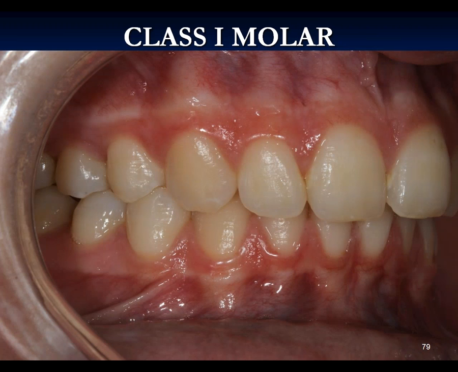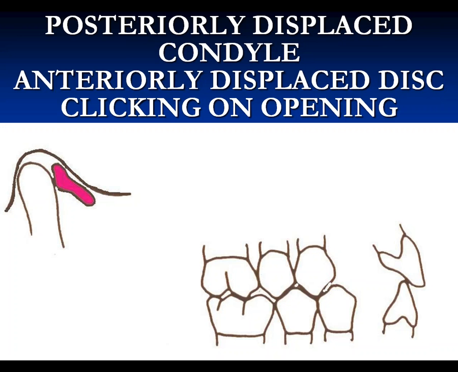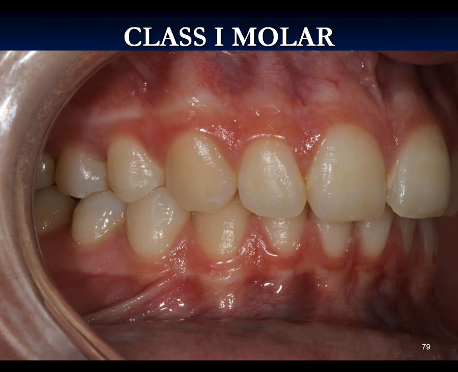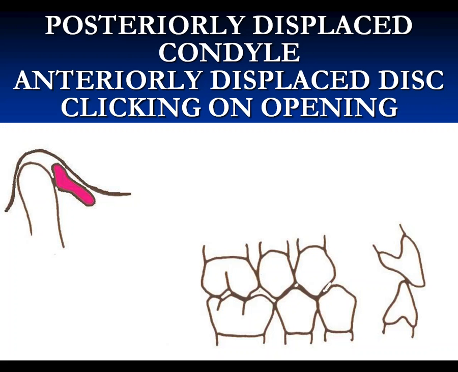So here she is with a class 1 molar. Now, you need to understand this, okay? So when you're biting in your back teeth like this, the patient's biting their back teeth. The condyle is back in some cases and the disc in front, okay? So you can look at the posterior teeth on the diagram, they're touching, and you got a deep bite in the front. Your posterior teeth are good, but the disc is dislocated.